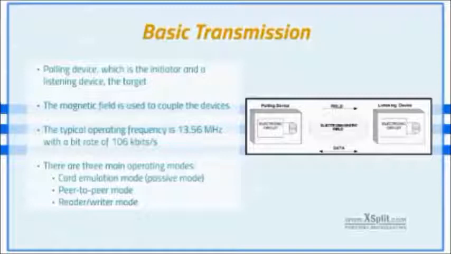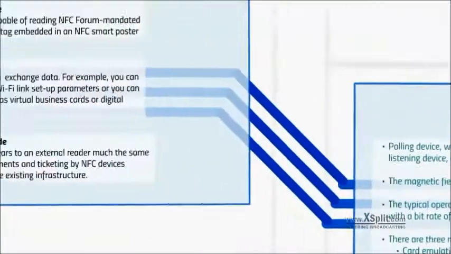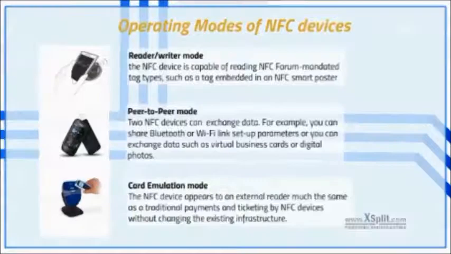There are three main operating modes: a card emulation mode, a peer-to-peer mode, and a reader-writer mode. Card emulation mode is passive, where the NFC device behaves like an existing contactless card. Peer-to-peer mode is where the two NFC devices exchange information. And reader-writer mode reads or writes to a passive RFID tag.